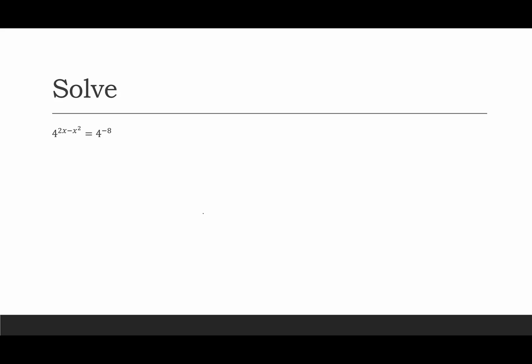Here I have 4 to the 2x minus x squared is equal to 4 to the negative 8. Drop the 4's, I have 2x minus x squared equals negative 8. Now that I made this bigger and it's become a quadratic, we want to make sure we set this equal to 0. I'm going to move everything to the right and I'll have a 0 on the left. The negative x squared becomes positive. The 2x is now negative. And I still have minus 8.